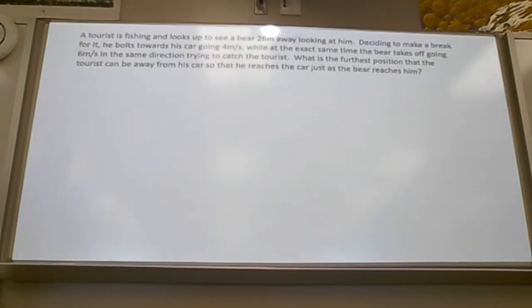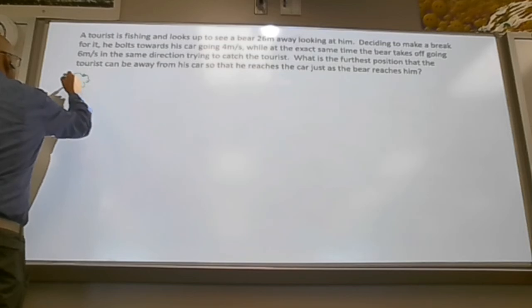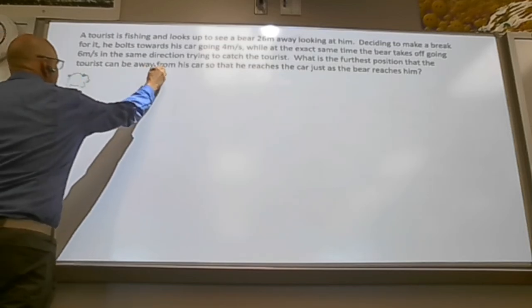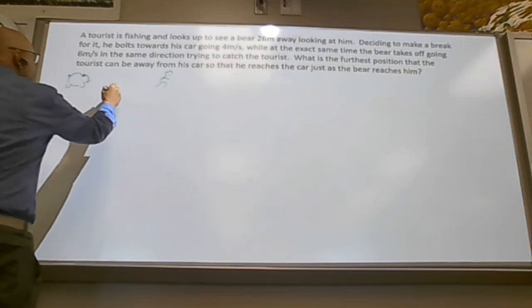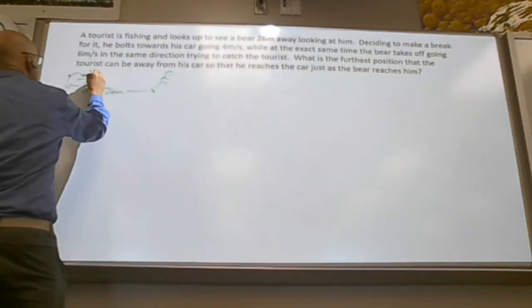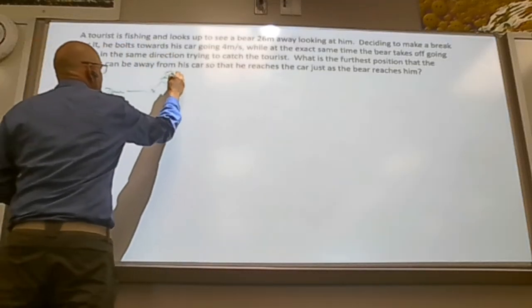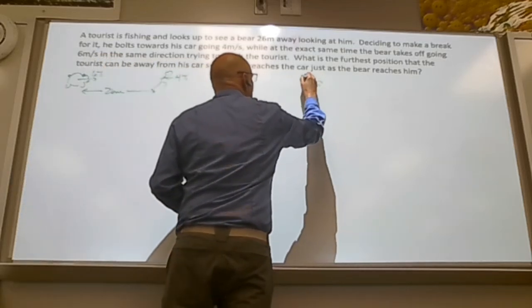So, all right, here we go. Step one, draw a picture. Okay, it doesn't have to be elaborate. Bear doesn't look like it needs food, but all right. So we got 26 meters away. We got the bear going at 6 meters per second. Tourist going at 4 meters per second. Car is somewhere over here. We don't know.